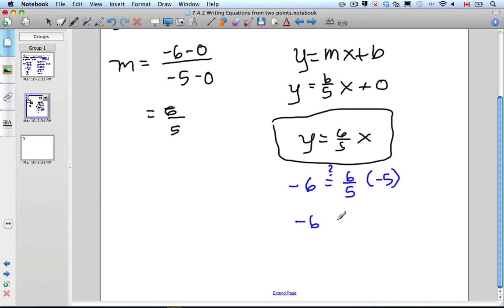I'll do the left-hand side. That's the -6. Ah, you picked the easy side. So 5 on bottom, 5 on top, makes it a -1. So now I just have 6 times -1, -6. Yay, it works.